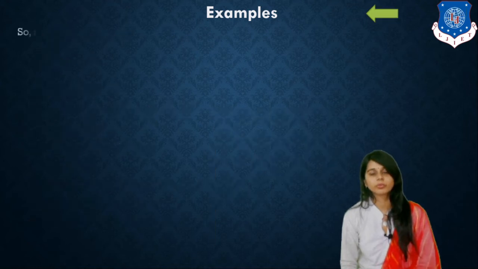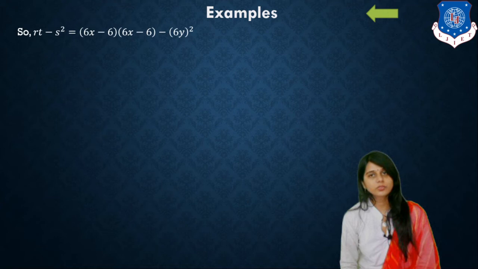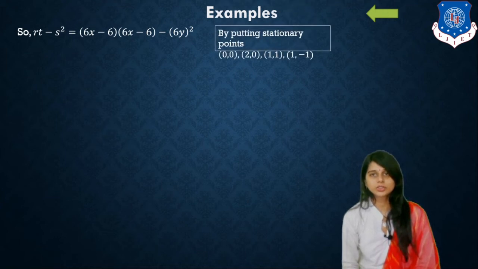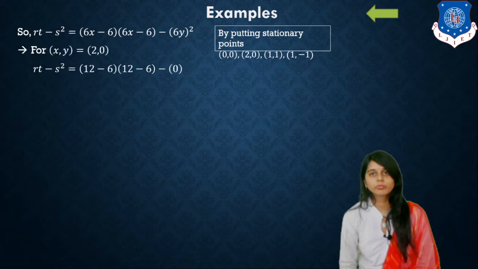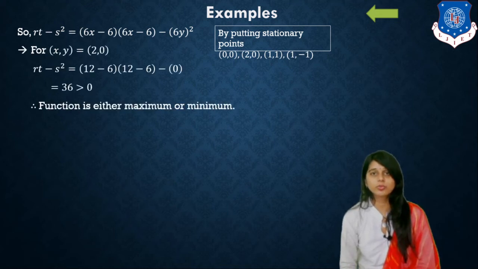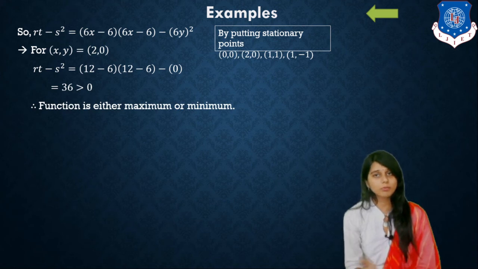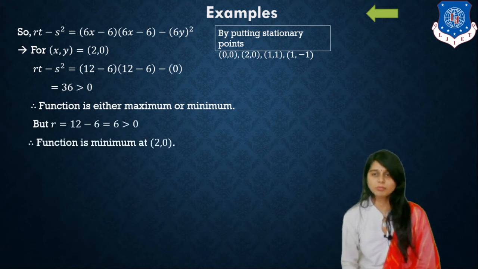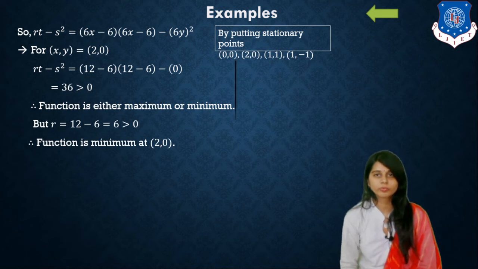Okay. Now rt minus s square, again putting the value of the stationary point 2, 0, we get 36, which is greater than 0. So the function is either maximum or minimum. Now find what our r is. R is 12 minus 6 equal to 6, greater than 0. So the function is minimum at the point 2, 0.